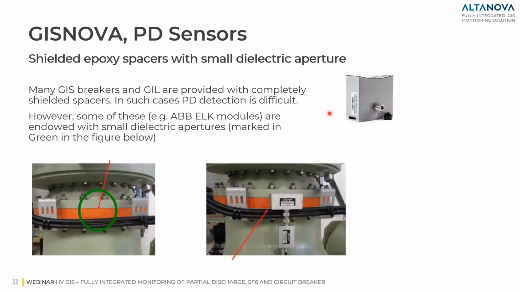The same sensor can be used even with the shielded spacer when we have a small dielectric, as reported here inside the green circle, and on the spacer. So we can use, as reported on the right, the same horn antenna, and we will see more in detail later on this other component that is connected directly to the sensor.